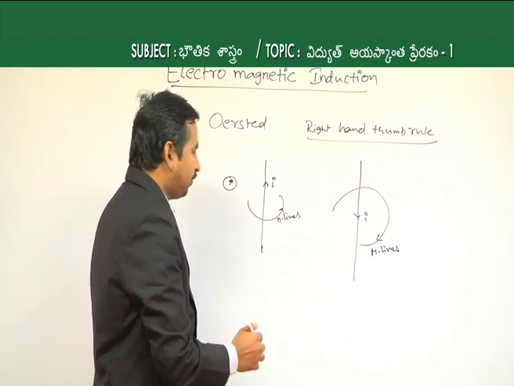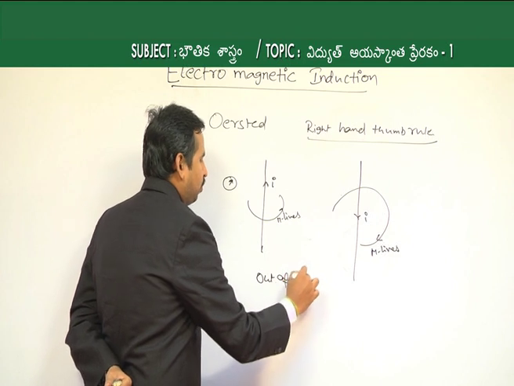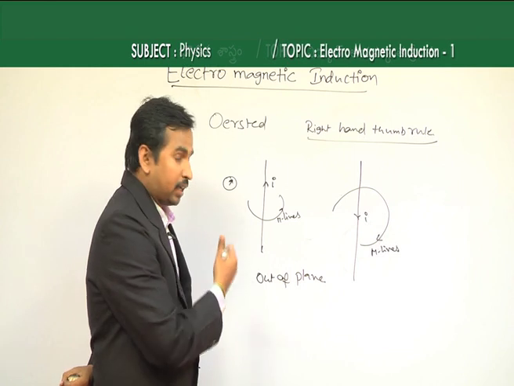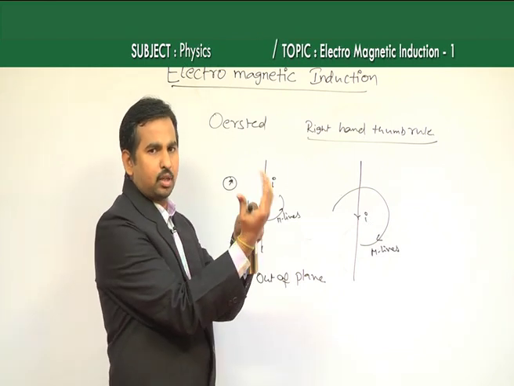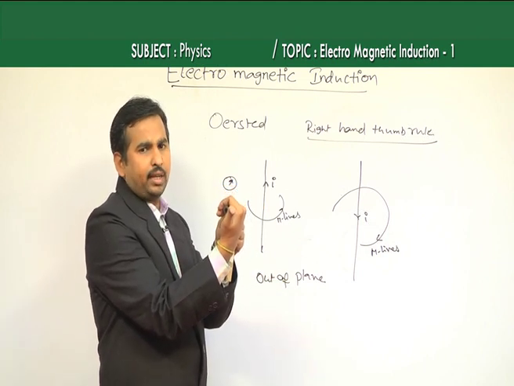So whenever the current is coming out of the plane, the magnetic lines of force around that wire are in the anti-clockwise direction.